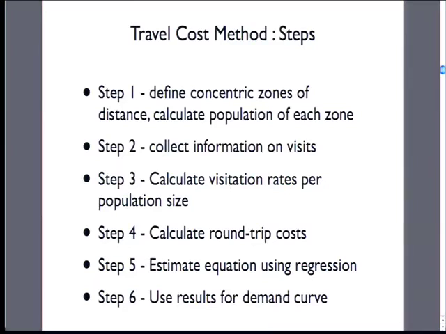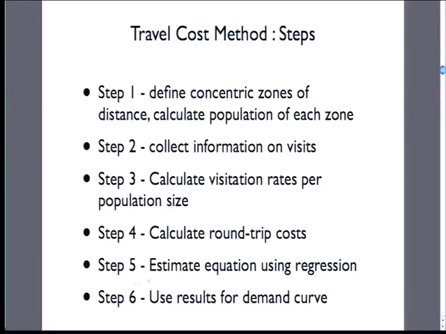So this is just a sample we'll walk through. There's 6 steps. First, say we have a park or a river. Step 1, let's define zones of distance going out from the park or the river. And then we need to think about how much population we have in each one of those zones as we go out. Step 2, we would go to the asset, we would go to the park, and we would collect information on how many people are visiting from each one of the zones. Hi, you're visiting the river today to come fishing. Where did you come from? How long did it take you to get here today?